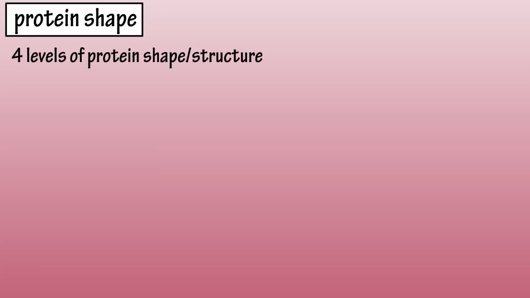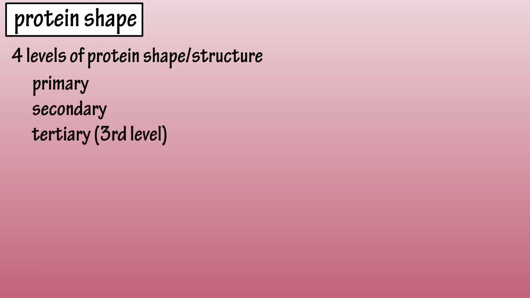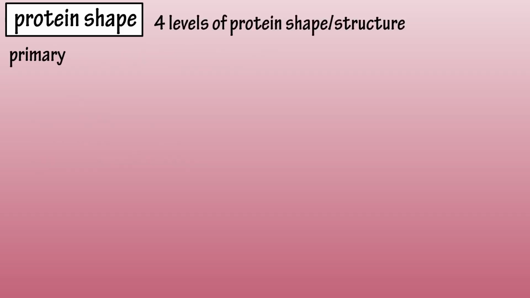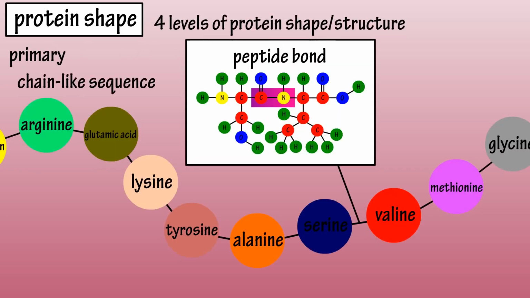The shape of proteins. There are 4 different levels of protein structure or protein shape: primary, secondary, tertiary or the 3rd level, and quaternary or the 4th level. The primary or first level of protein structure is a chain-like or linear sequence of amino acids joined by peptide bonds, as you can see here.